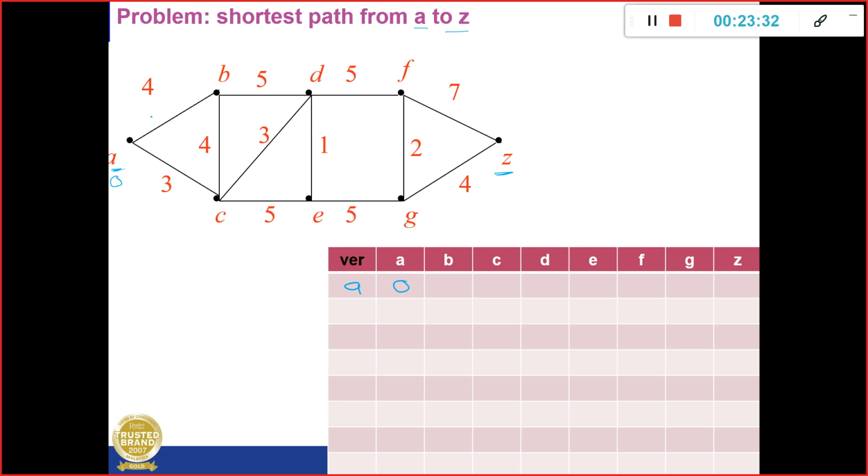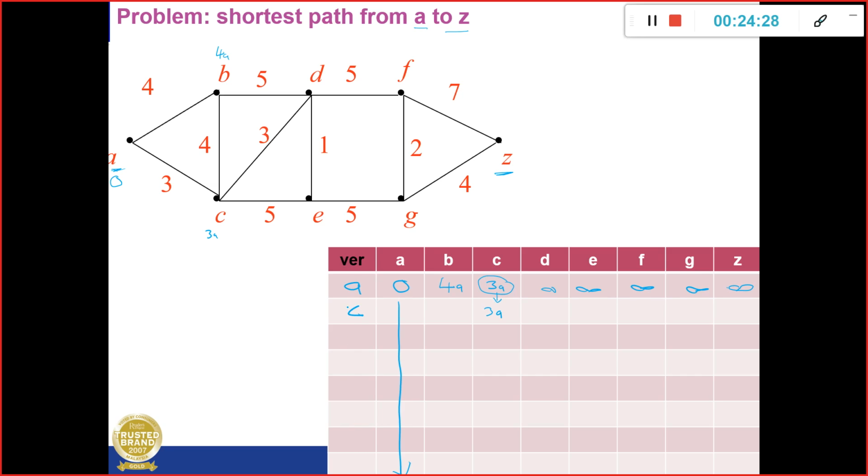A to B, what is the adjacent vertex? A to B is 4A. So you put here 4A. A to C is 3A. Then D, E, F, G, and Z are not adjacent vertices of A, so you put here all infinity. So from 4 and 3, which one is smaller? Of course, 3. So you put here 3A, and you put here vertex C.